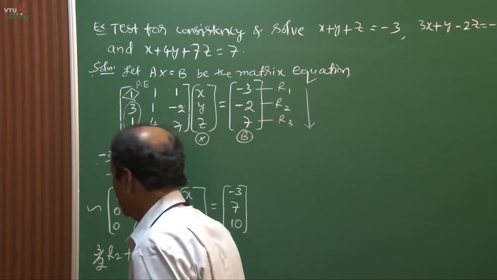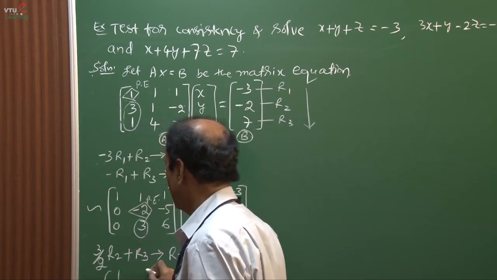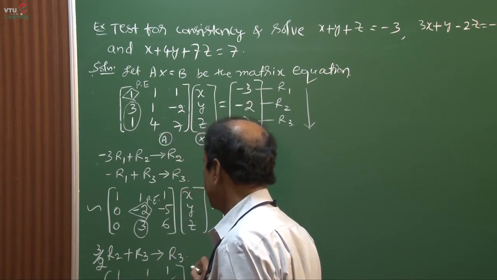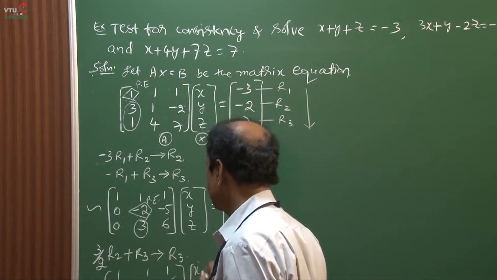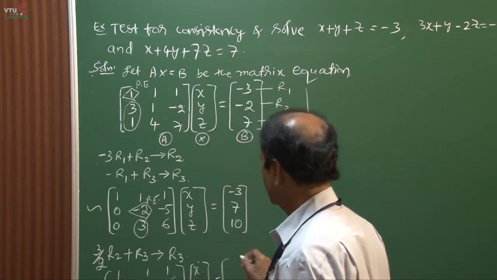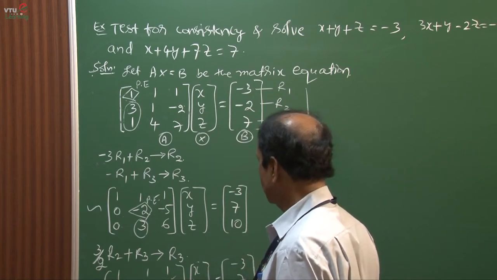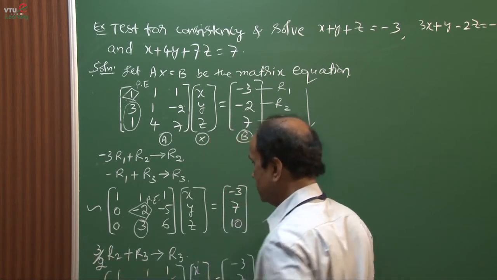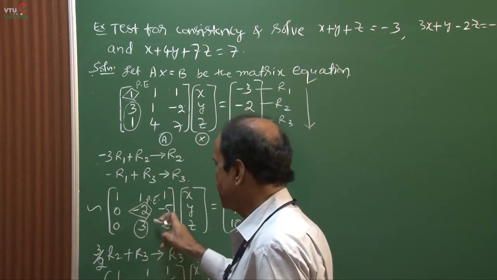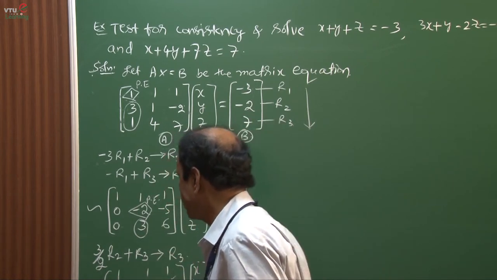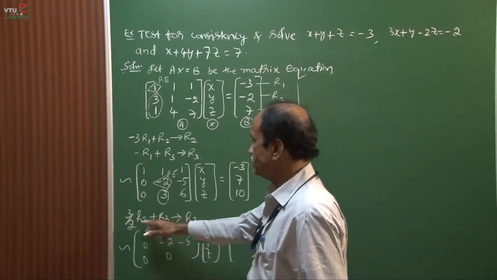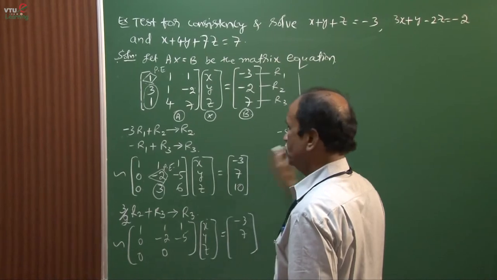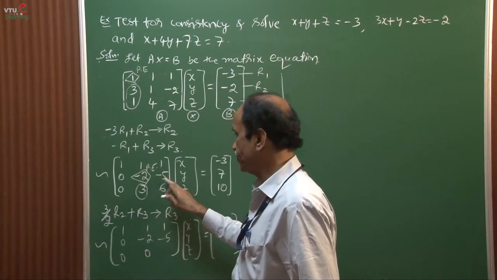Then this is equivalent to 1, 1, 1, 0, minus 2, minus 5, and x, y, z equal to minus 3, 7, and between these two, that is 3 by 2 R2 plus R3. So 3 by 2 R2 plus R3 means this column element is made 0. 3 by 2 R2 is minus 5 into 3 by 2, taken like this, with this minus 5 and plus 6.